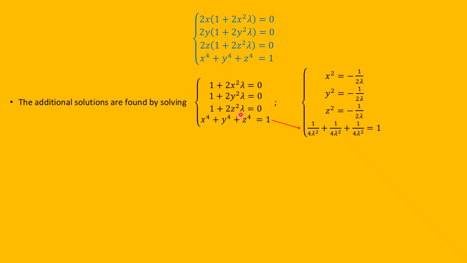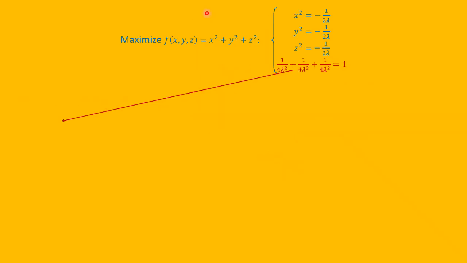Well, that's nice. We saw that this can be written in terms of lambda. And now, this plus this plus this, they all have the same denominator. Those add up to 3 over 4 lambda squared. And that has to equal 1. And we can solve this easily for lambda squared. Lambda squared equals 3/4. So once again, we're just maximizing this function, and we have these 4 equations to solve for x, y, z, and also lambda.